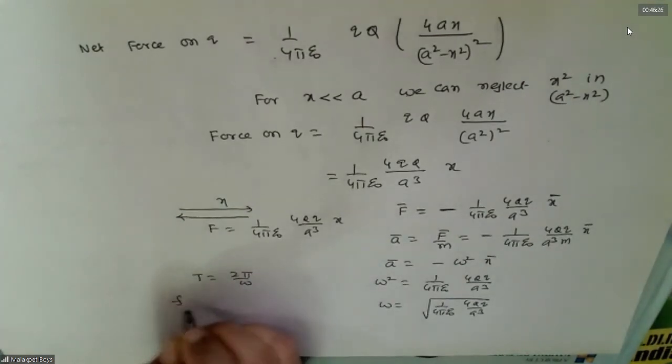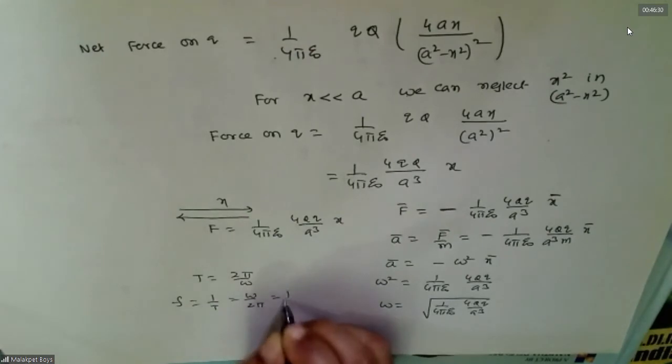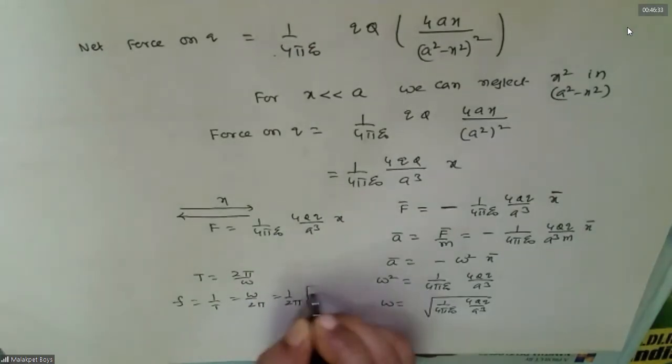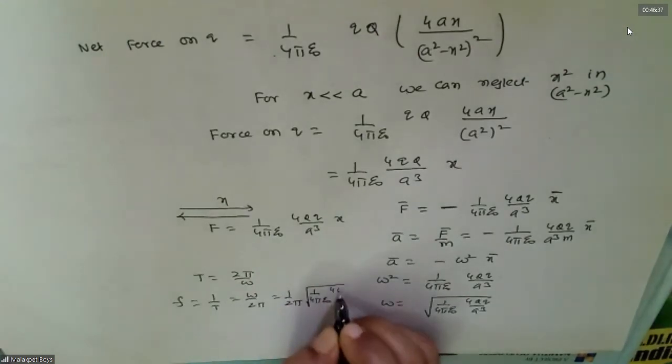So what is the time period? 2 pi by omega. Frequency is 1 by T, that is 1 by 2 pi, whatever you get of this. So if he asks find the frequency, this is the method you have to do.